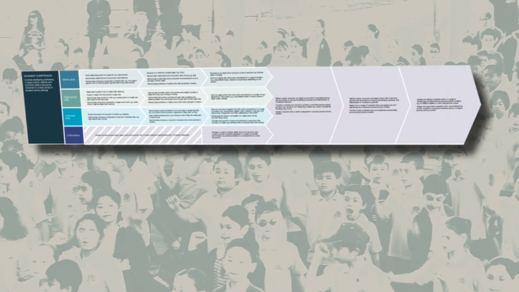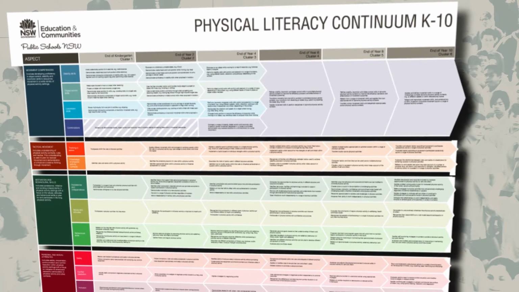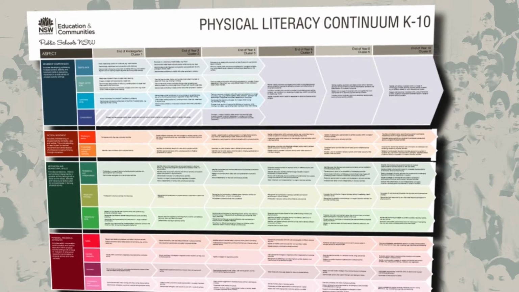So how's the Physical Literacy Continuum organised? There are 4 critical aspects that form the framework of the New South Wales Department of Education and Community's Physical Literacy Continuum. These have been identified as critical to the physical literacy achievement of all students. The critical aspects are interrelated. There's no hierarchy within the critical aspects, as they're all essential to student development.